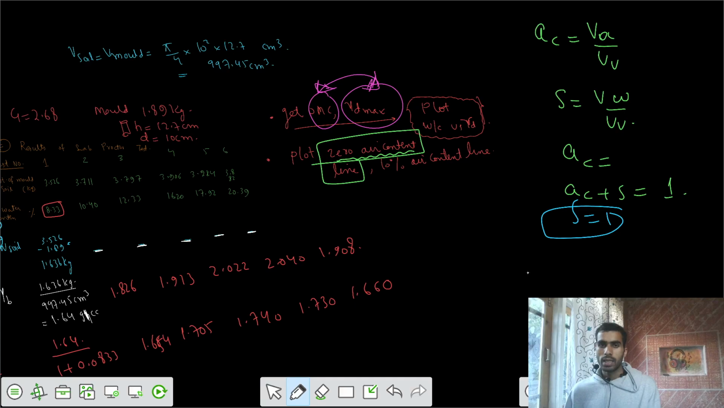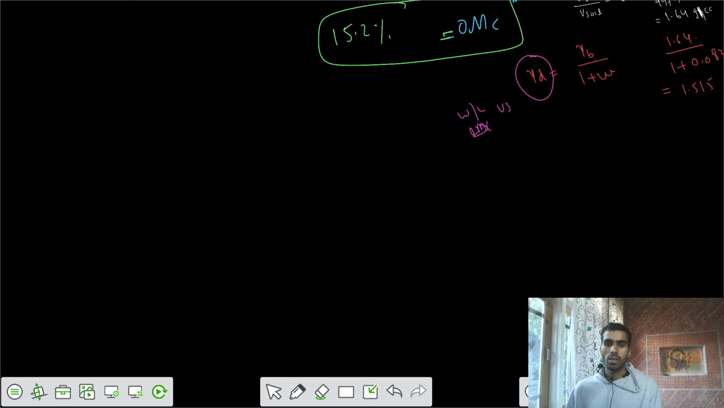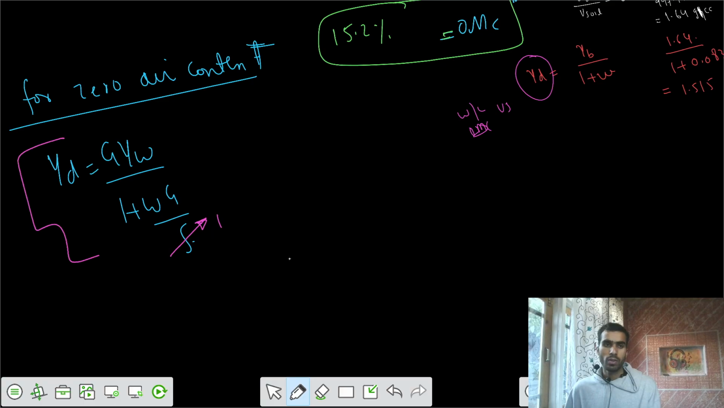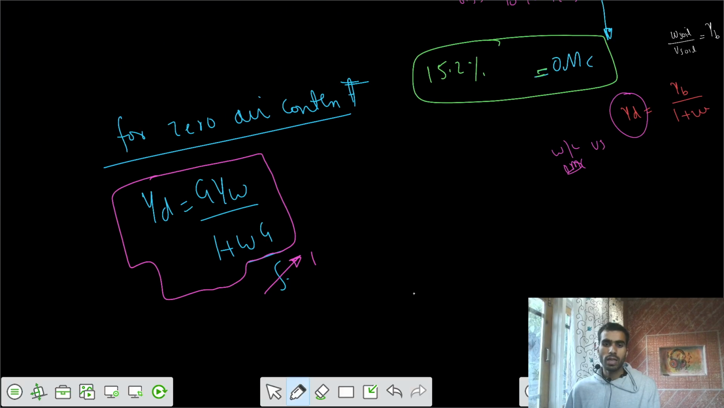So for the first point, I have to calculate the value of gamma d at S equals 1. We have the equation gamma d equals G gamma w divided by 1 plus wG by S. That's for zero air content. For a particular value of w and air content 0, I can have gamma d as a function of that equation. With S equals 1, the final equation becomes G gamma w by 1 plus wG. We can name it gamma d at zero air content line.